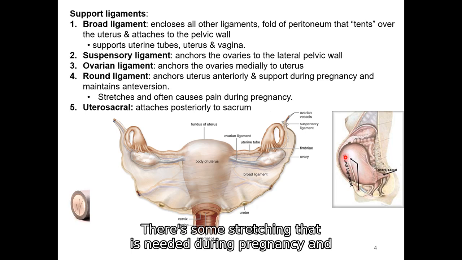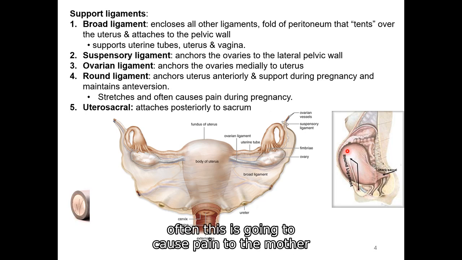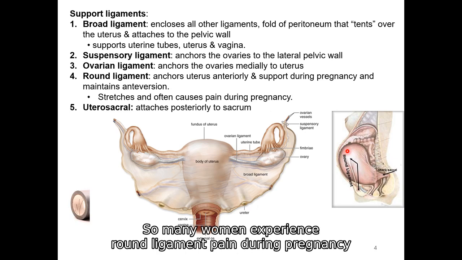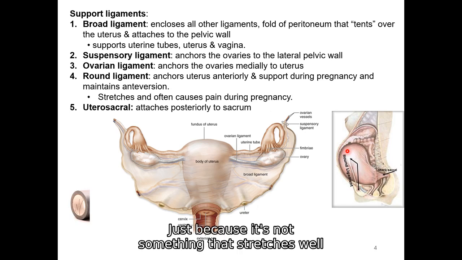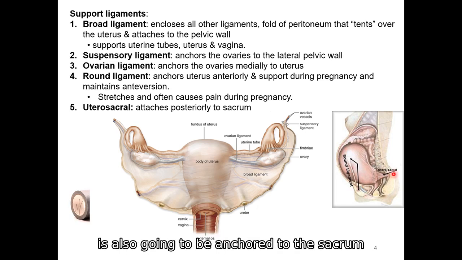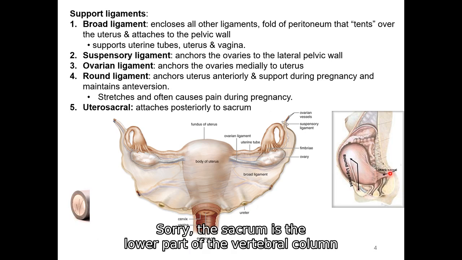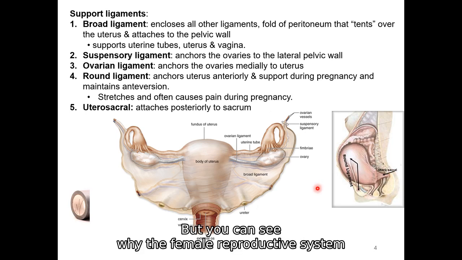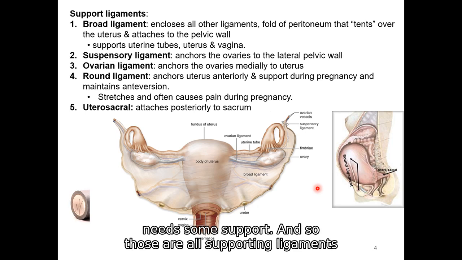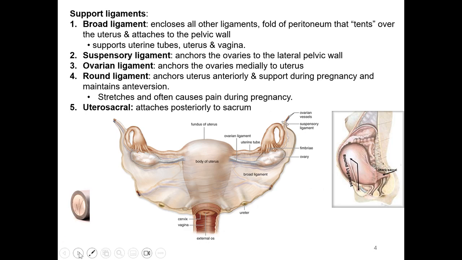There's some stretching that is needed during pregnancy, and often this is going to cause pain to the mother. So many women experience round ligament pain during pregnancy, just because it's not something that stretches well. It is also going to be anchored to the sacrum. So remember, the sacrum is the lower part of the vertebral column, so there's also a uteral sacral ligament. But you can see why the female reproductive system needs some support. And so those are all supporting ligaments.